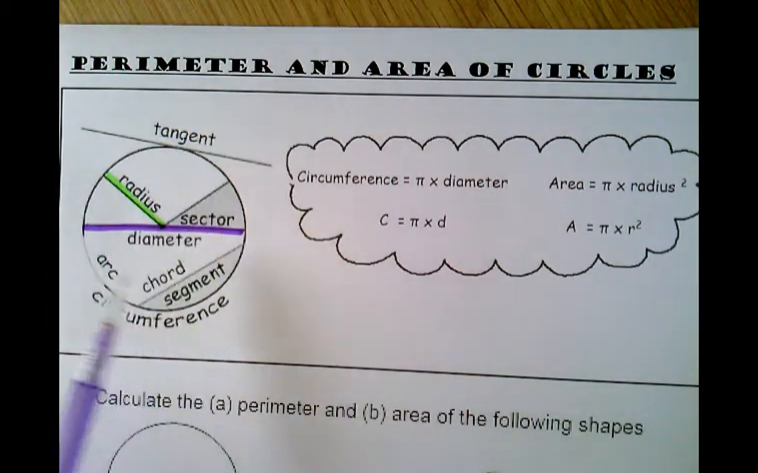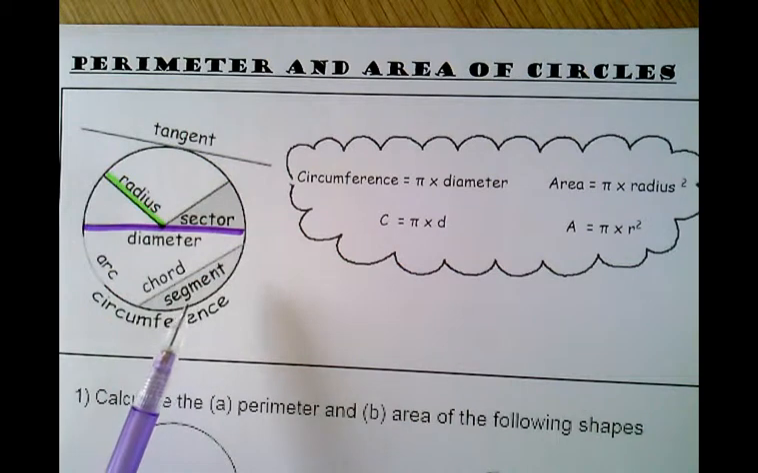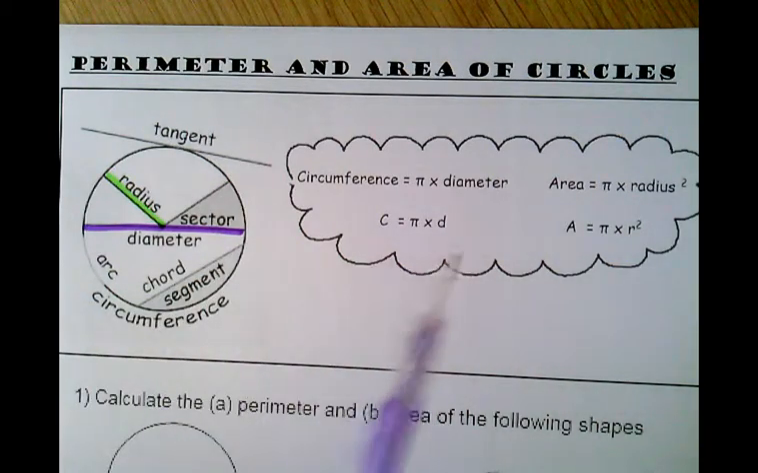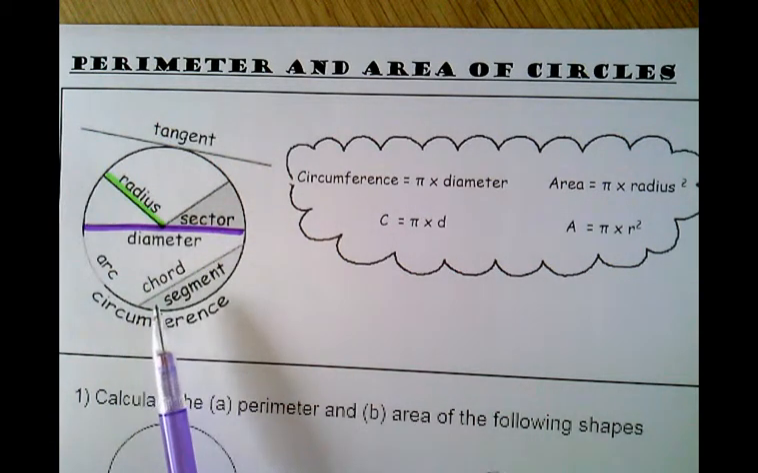These other words, the only reason why you really need to know those is because sometimes they just give you a picture of the circle and get you to label it, or they've got parts of it labelled and they want you to say which bit is which. So, other bits inside the circle then.